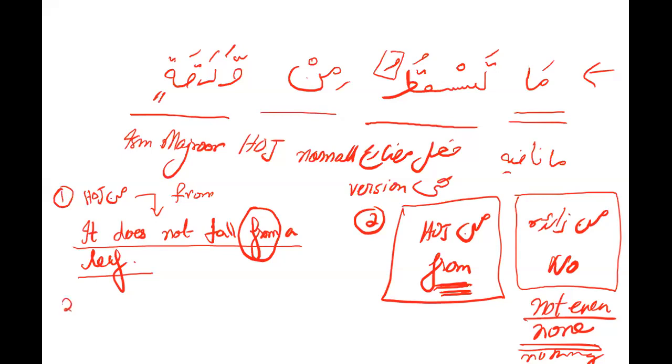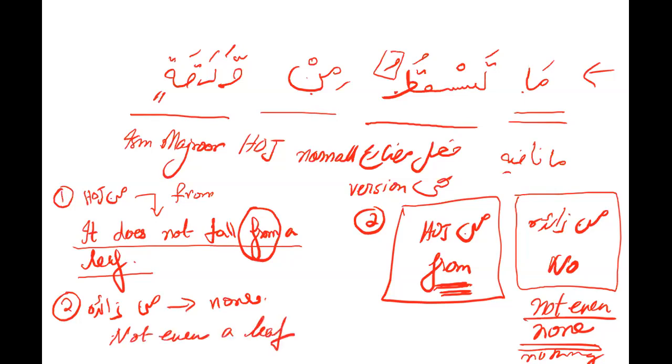But if we translate it as min zaida, none, then we will know that ma tasqutu min waraqatin: not even the least, no least, or none, not even a leaf falls. Right? Not even. None.